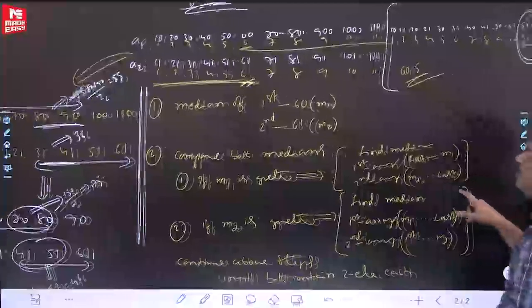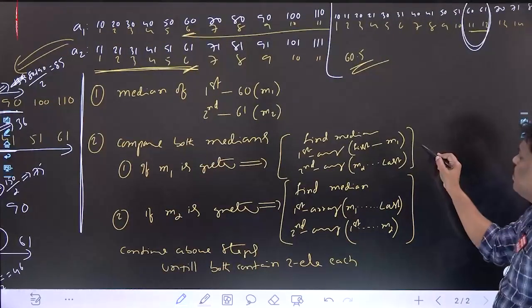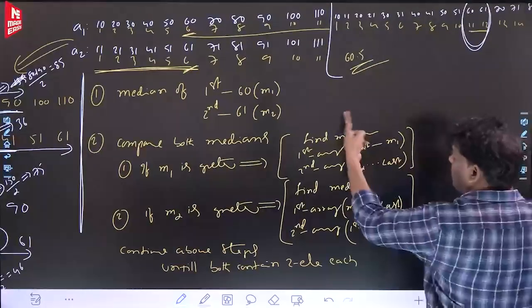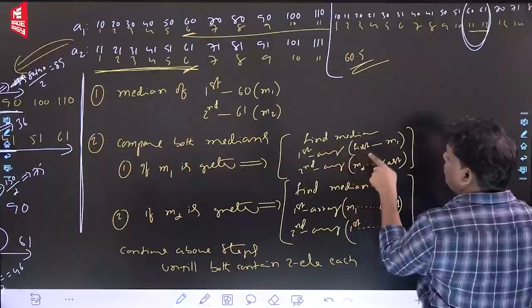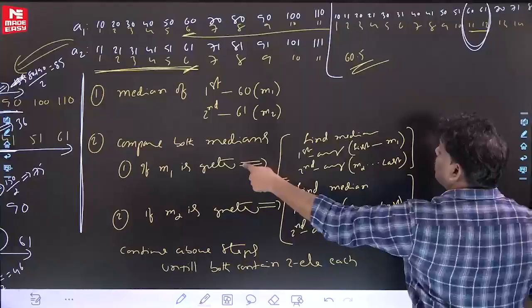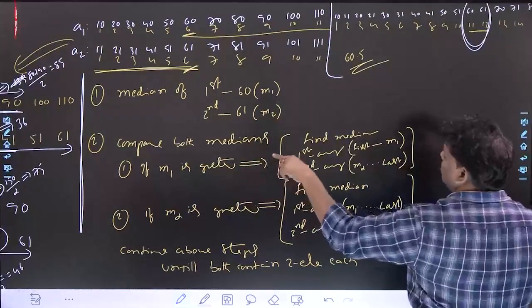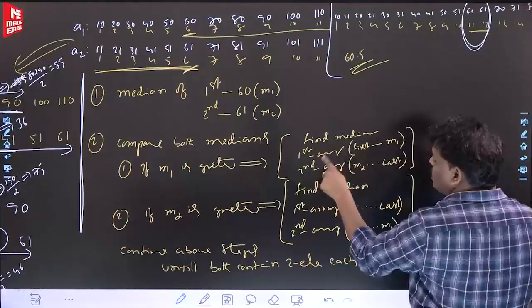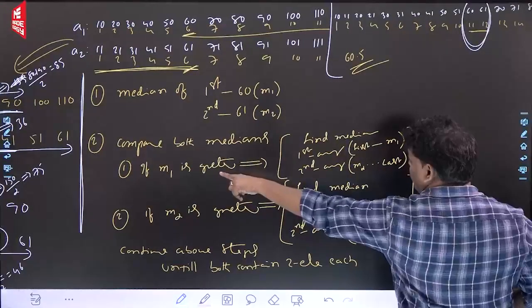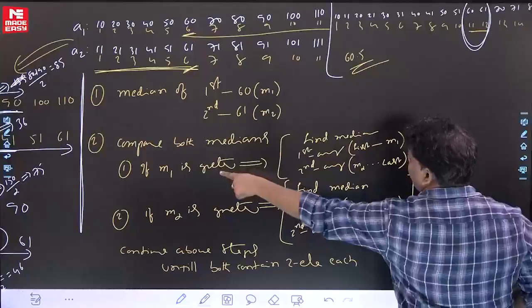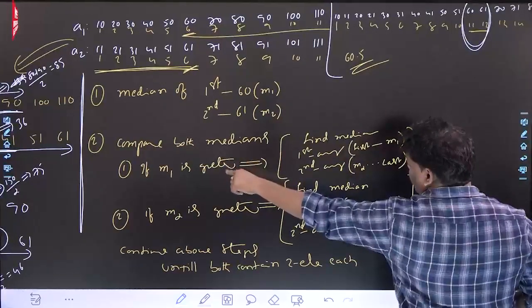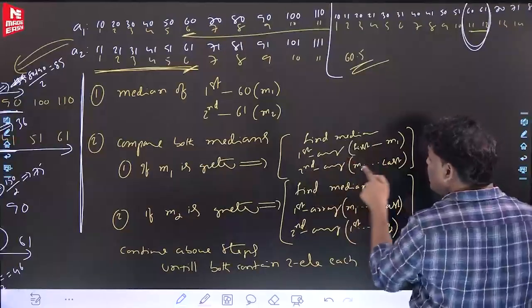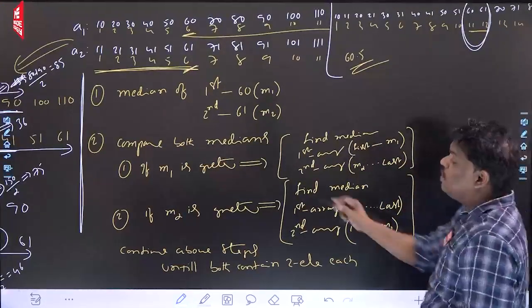Some people are asking me, if M1 is greater, which side are you going? I have written here: if M1 is greater, then the median should be there. Comparing M1 and M2, M1 is greater. In the first array, no need to go to the right side of this, because M1 is greater. So first array, first half, second array, second half.